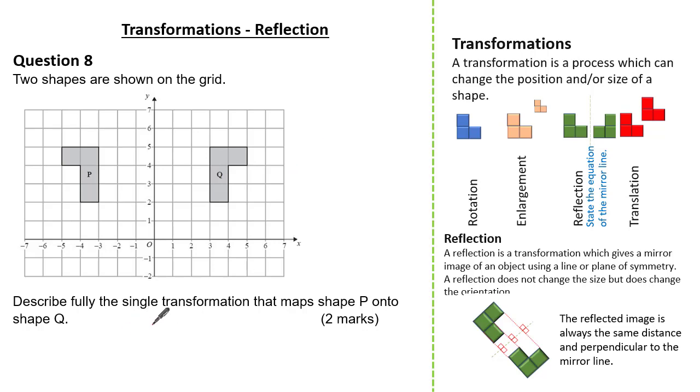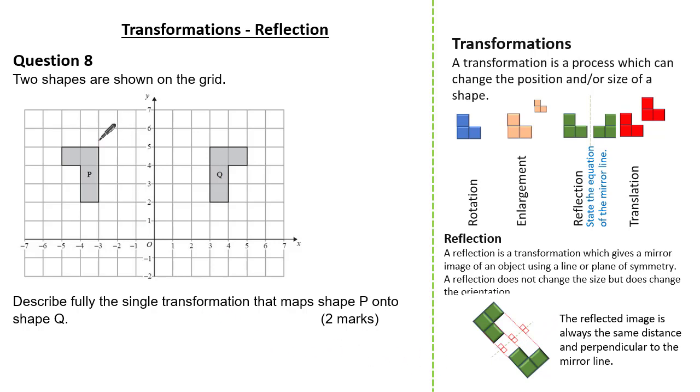The question states single transformation, so we must provide one transformation out of our 4. Clearly you can see it's reflection. So when we identify reflection, we must also identify the equation of our mirror line. Because we know the reflected image is always the same distance and perpendicular to the mirror line, this means our mirror line is always in the middle of the vertex of our object and the vertex of our reflected image. So if we divide the distance by 2, we can identify our mirror line.